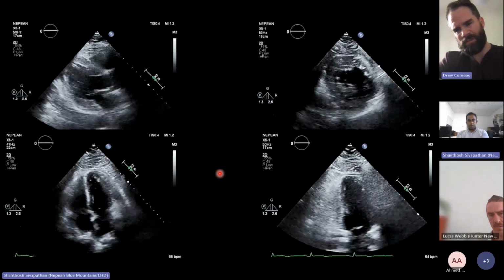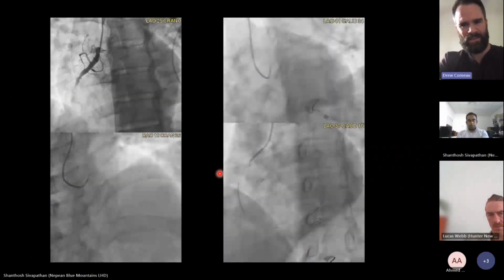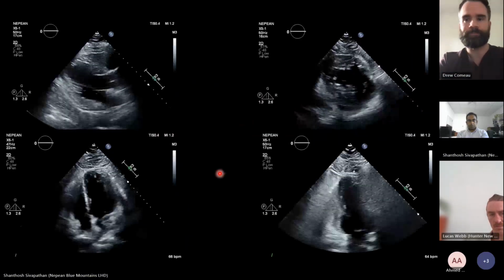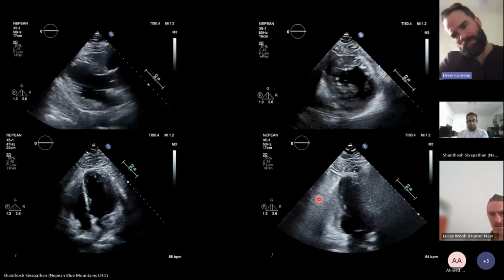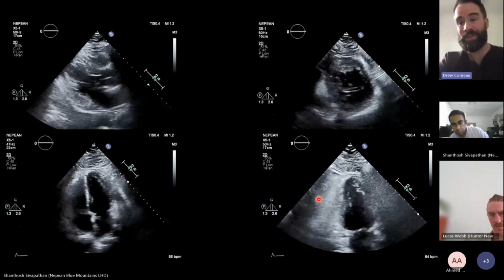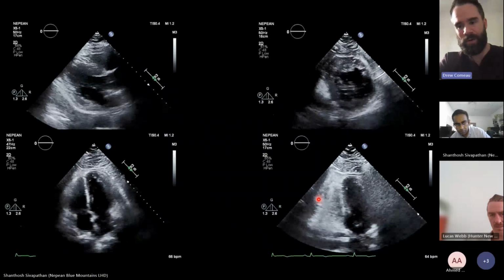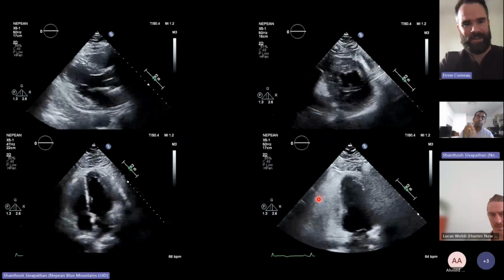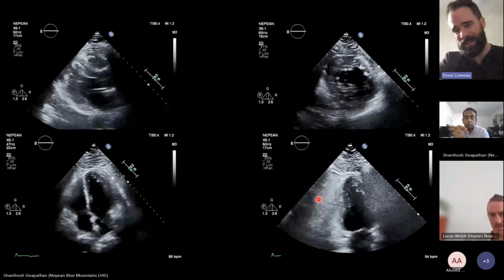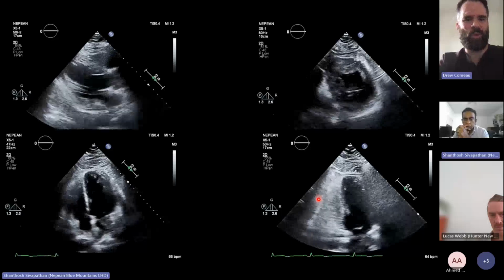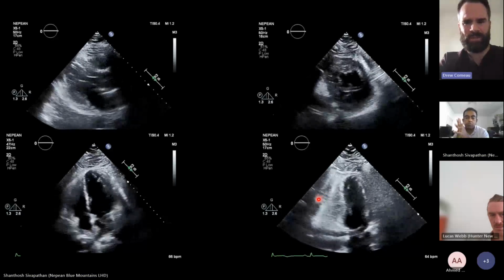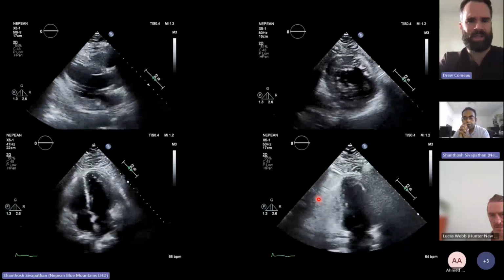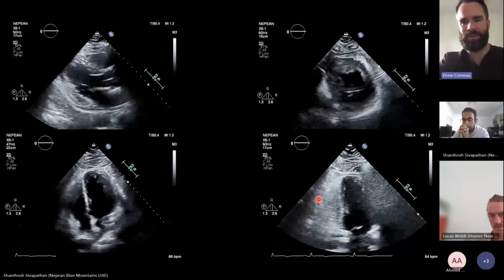I agree. Yeah, go ahead. So what territory is that? Probably more of a, could be multi-coronary territory, given LAD and maybe circumflex. And it appears more acute given there's no thinning, there's no evidence of aneurysmal changes. And the presentation sounds pretty acute as well.